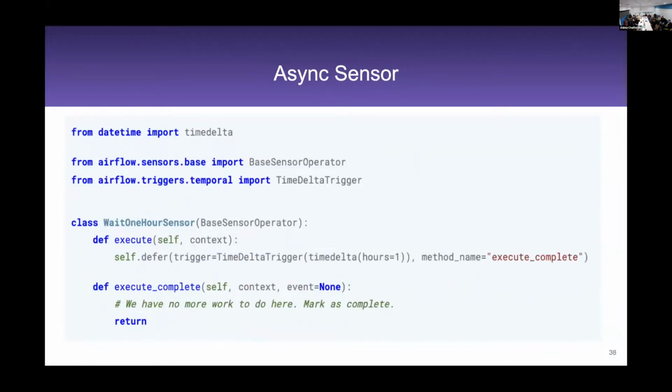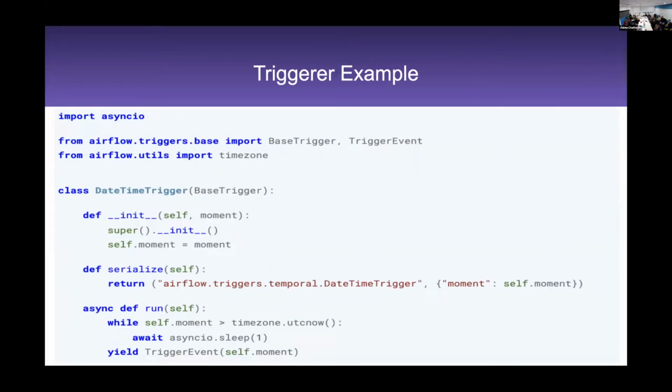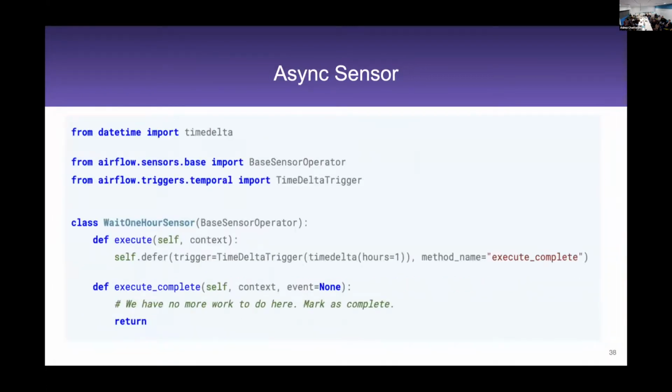So how can you use your trigger? You can use it in your operator or your sensor. If you notice this trigger, it is doing nothing. It is just waiting for some time, since moment is a time. So that's why writing a sensor here makes sense.